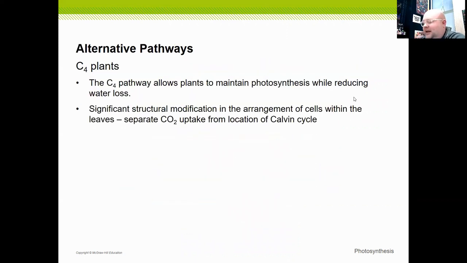Now, sometimes some plants don't have a lot of access to the sun or a lot of access to water. If they're in the desert, there's not a lot of water. If they're deep underwater in the ocean, there's not a lot of sunlight. So sometimes plants need different ways to get their energy. There's the C4 pathway, which allows plants to maintain photosynthesis even if they don't have a lot of water. So things in the desert. Significant structural modification in the arrangement of cells within the leaves separate carbon dioxide uptake from the Calvin cycle.